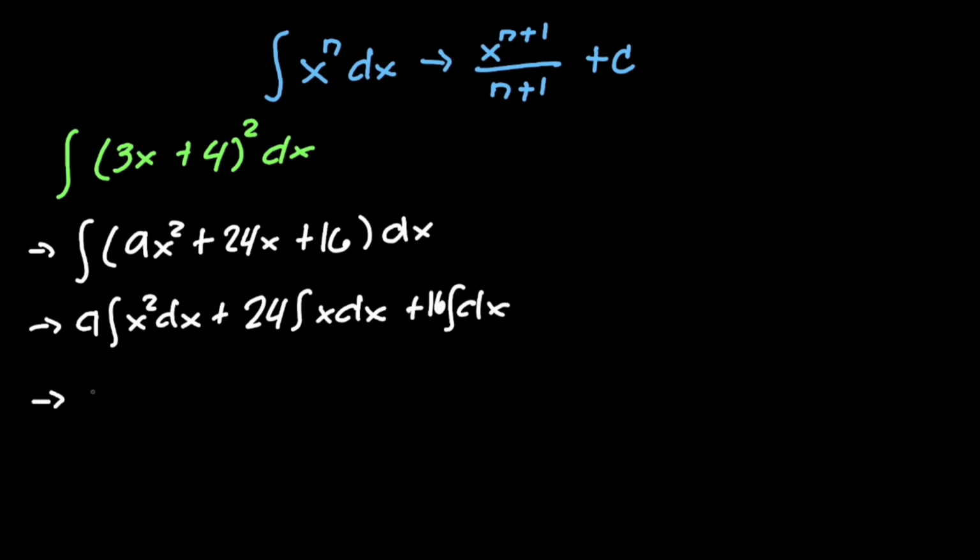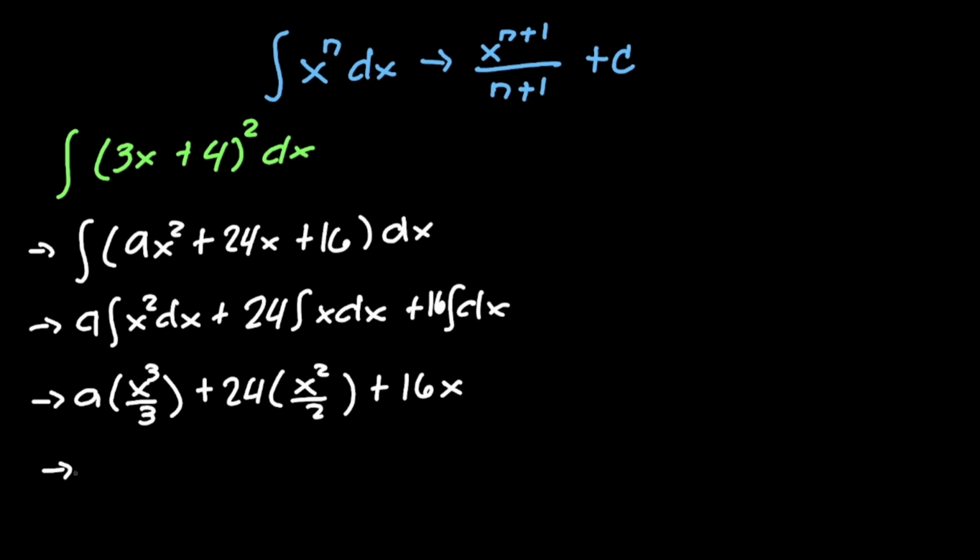So, the integration of x squared will be x cubed over 3. The integration of x will be x squared over 2. And the integration of dx will simply be x. So, 9 divided by 3 will be x cubed, plus 24 divided by 2 will be 12x squared, plus 16x, and don't forget the plus c.